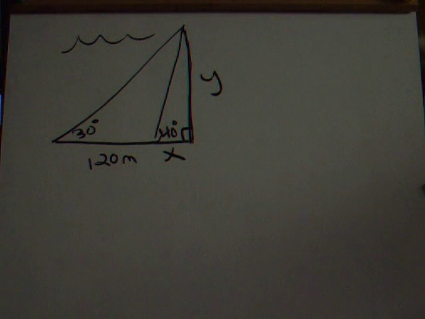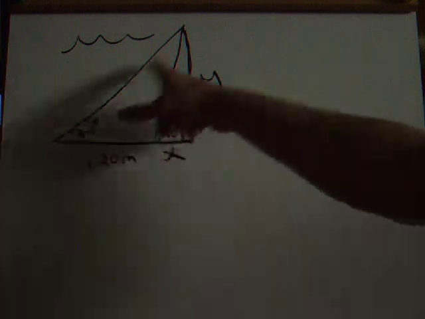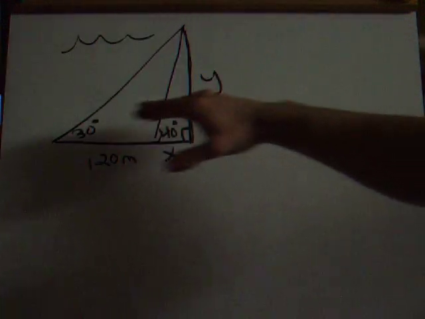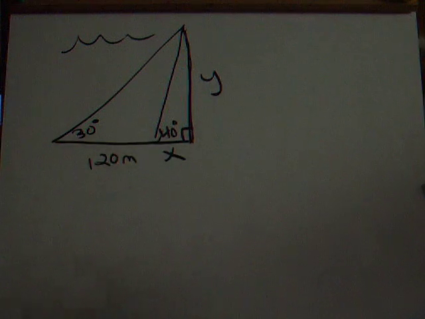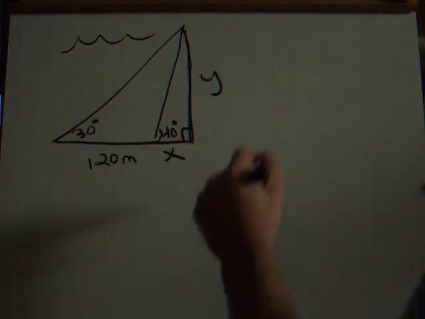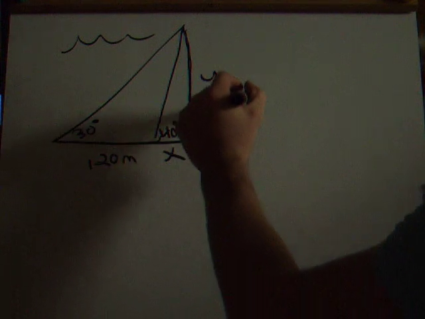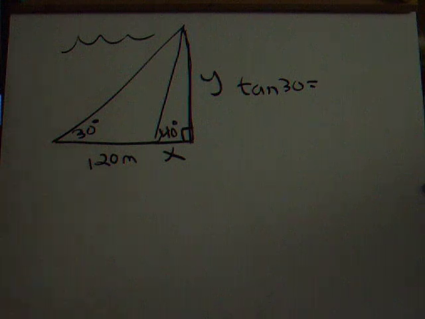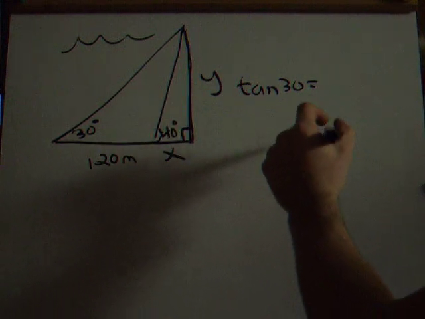Now if you look back at the other problem, we got the same thing happening with our hypotenuse. It's changing. However, our opposites, our y's, are going to be the same. So we're still sticking with tangent because we got opposite and adjacent. So let's just write our equation down and see what happens. So tangent of 30 equals our opposite over our adjacent.